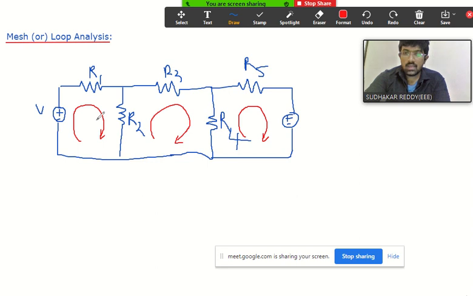In this case, I consider 3 meshes now. Yes, sir, we have 3 meshes. Now what I am doing is purely an assumption: I am assuming this mesh current or this loop current as I1.